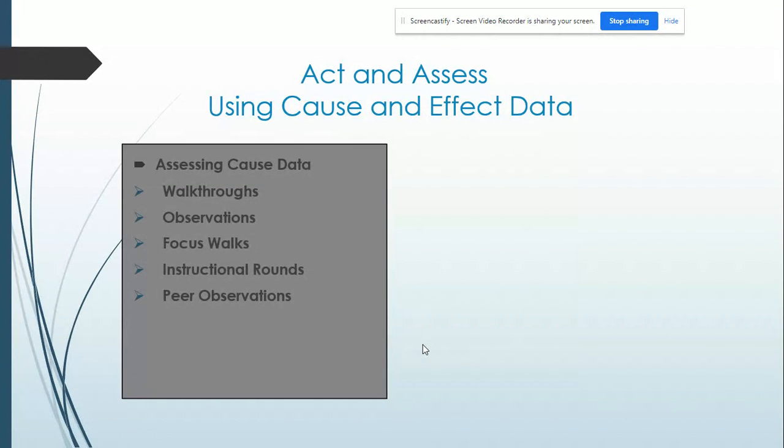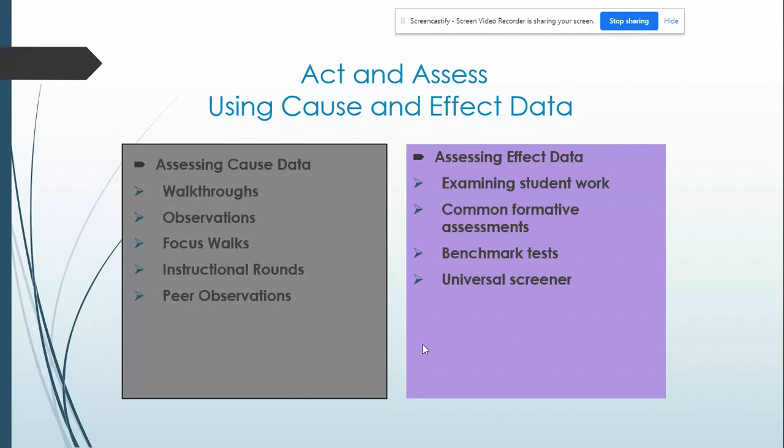So one thing you can do in a school setting is do walkthroughs, observations, focus walks, instructional rounds, peer observations, and that's from an instructional point of view. And then assessing effect data, examining student work, common formative assessments, benchmark tests, universal screener, and I'm sure we could go on and list a few more, but those are a few examples of how to act and assess using cause and effect data. One for instruction, assessing the cause, and then assessing the effect.